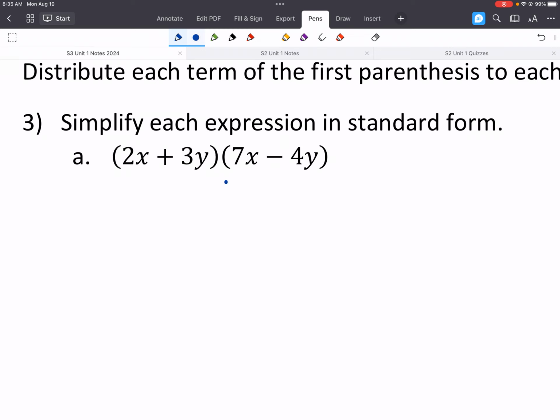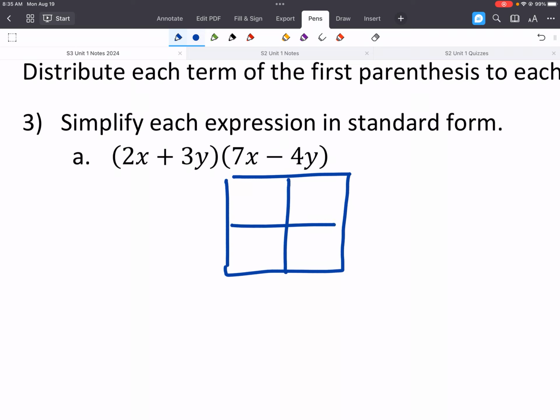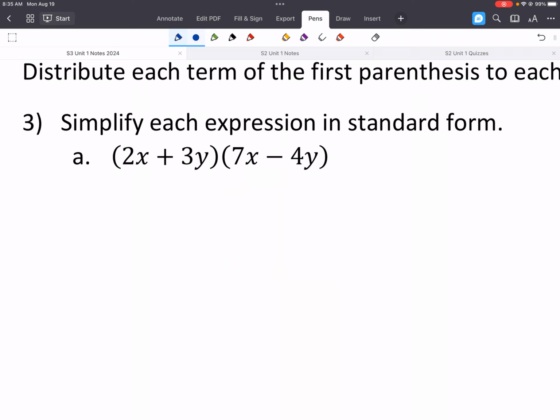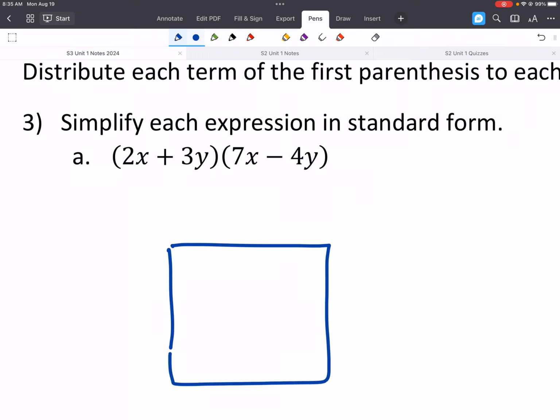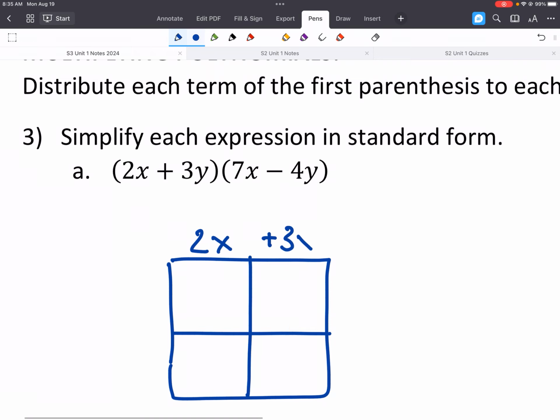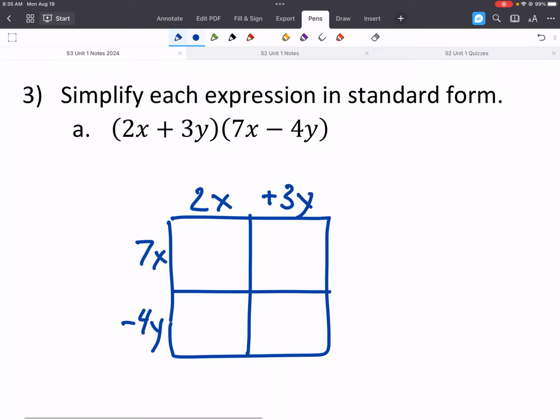Sometimes I like to put the box underneath, but I understand that that might be a little too small for you. You could draw it separately. I'll even just do that now. So we'll do a separate box over here, and then we're going to put one of the binomials on top. Doesn't matter which one goes on top. And then the other will go on the side. And this is just like a multiplication table. We're just going to multiply the things that are outside to fill in the small boxes.